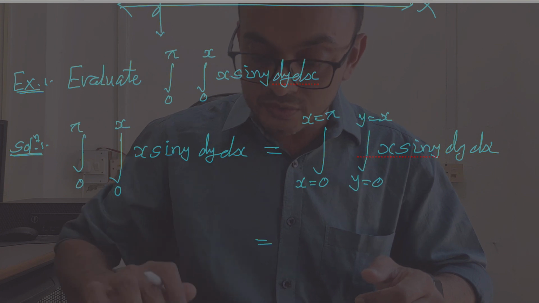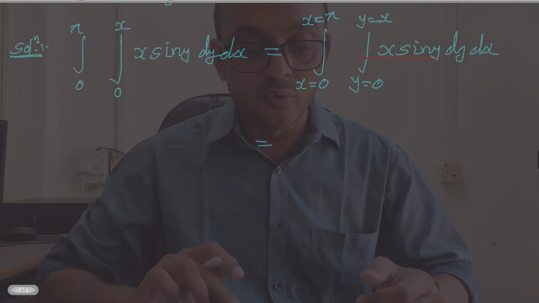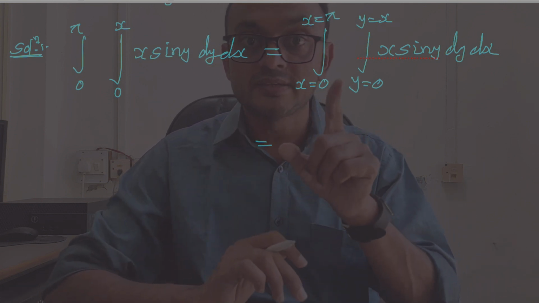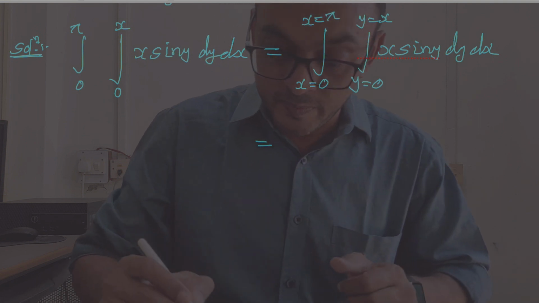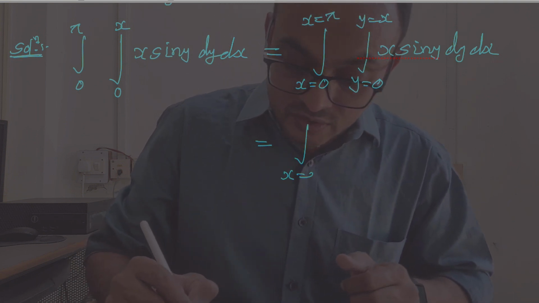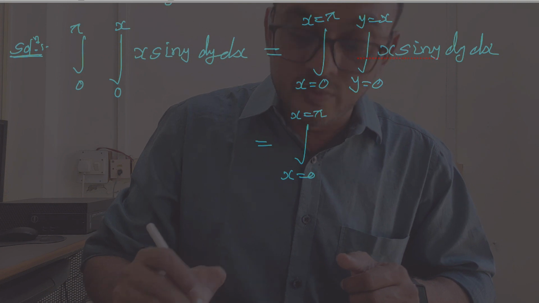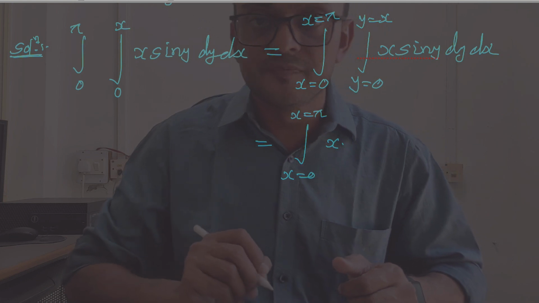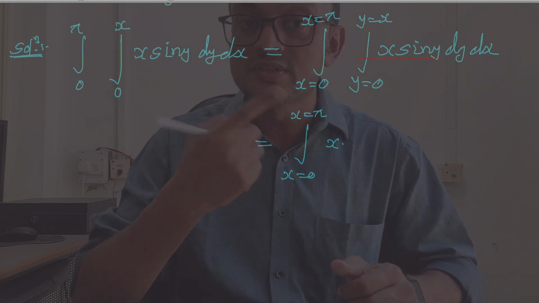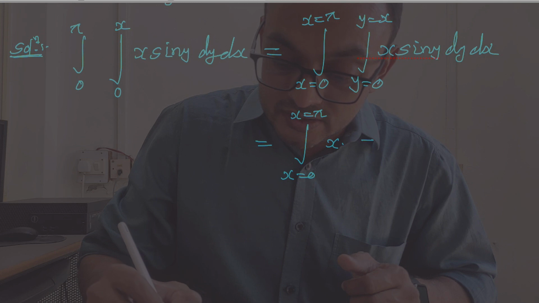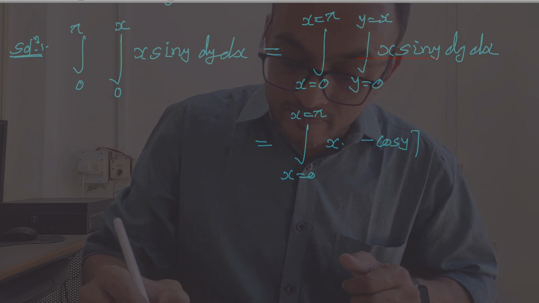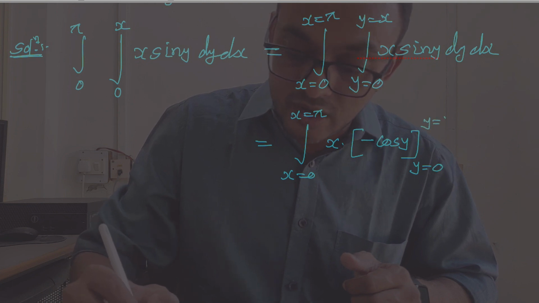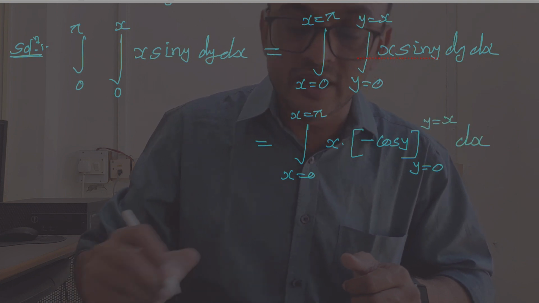So this is equal to, now we integrate this quantity with respect to y first. So what is the quantity? X sine y. Integration x equal to 0 to x equal to pi we are integrating with respect to y. So x is assumed as constant. The integration of sine y, what is the integration of sine y? Is minus cos y. With the limit of y, lower limit is 0, upper limit is y equal to x, and dx as it is.